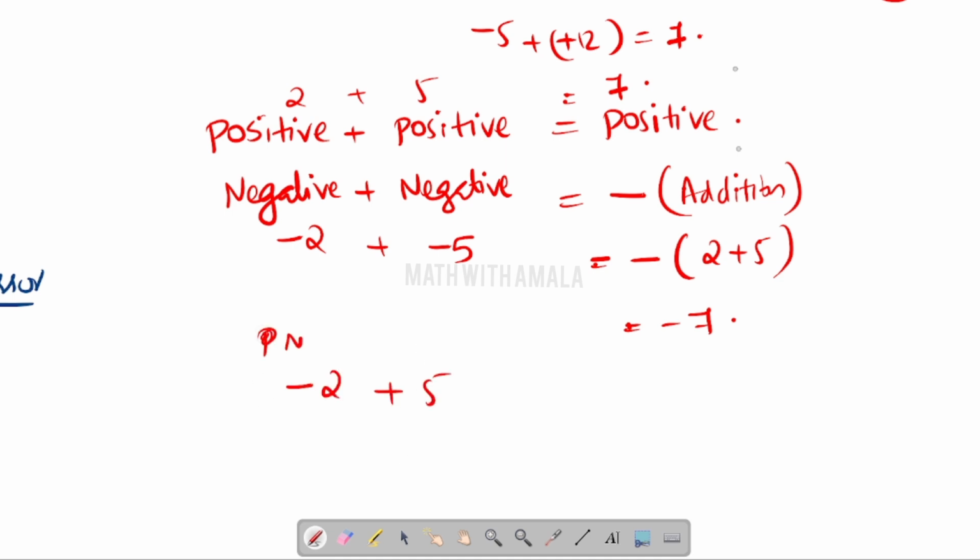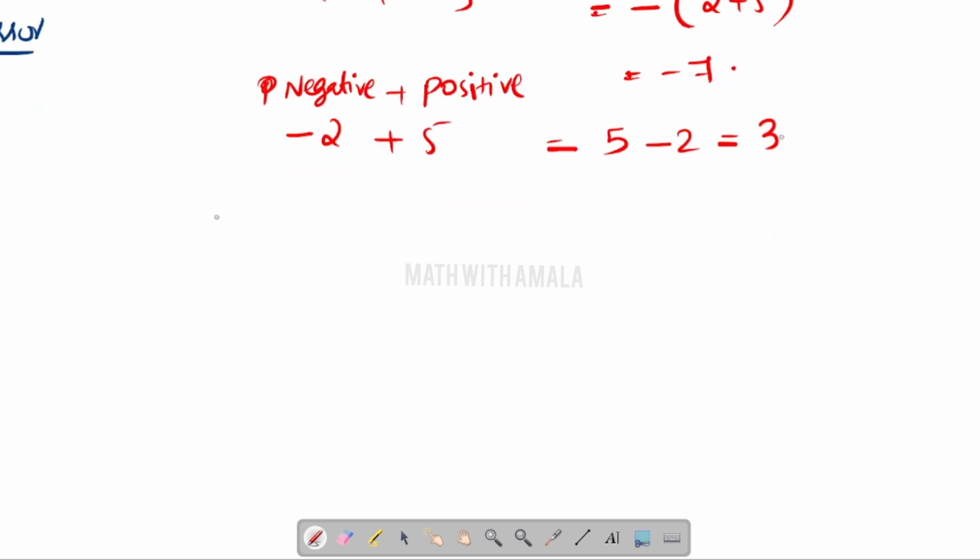Now, minus 2 plus 5, that is one negative and one positive. When they are added together, you will get 5 minus 2, that is 3. And you have some rules in order to do this also. We will go through this one.